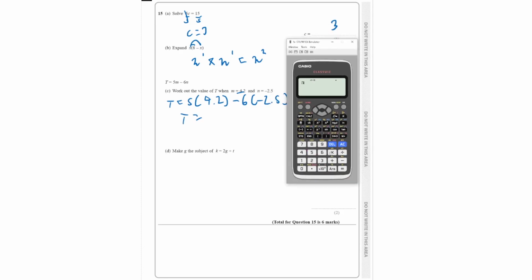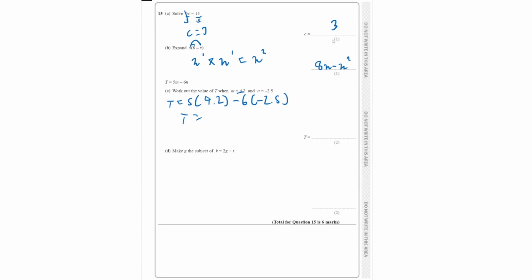5 times 4.2 minus 6 times negative 2.5. This gives us 36. t is equal to 36.